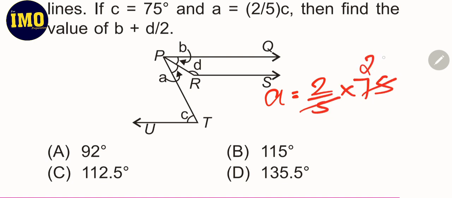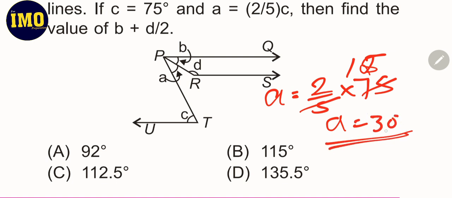5 divided by, I think, 15, 5 times 75. So A is what? 30. A is 30, it means B is 45 degrees. So we get A 30, B 45. It's time to find out D. So B and D both are interior angles, the sum of these is 180. So D is basically 135 when we subtract 45 from 180.